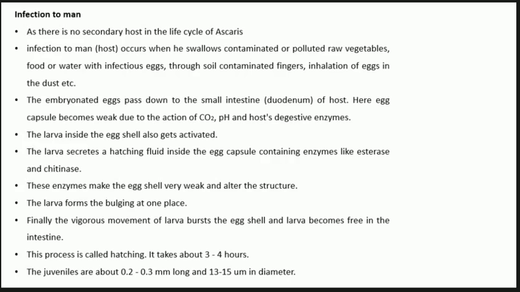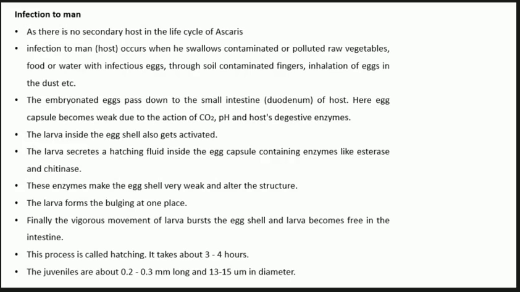Now here the egg capsule becomes weak due to the action of carbon dioxide as well as the pH of the host digestive enzymes. Then the larva inside the eggshell gets activated, and the larva secretes a hatching fluid inside the egg capsule containing enzymes like esterase and chitinase. I have already told you why esterase and chitinase in the previous lecture. These enzymes make the eggshell weak and the larva comes out of the egg. So the process called hatching takes place in about 3 to 4 hours.